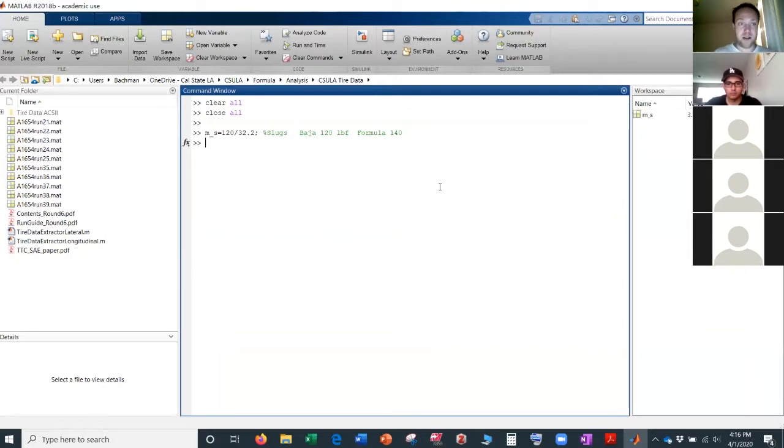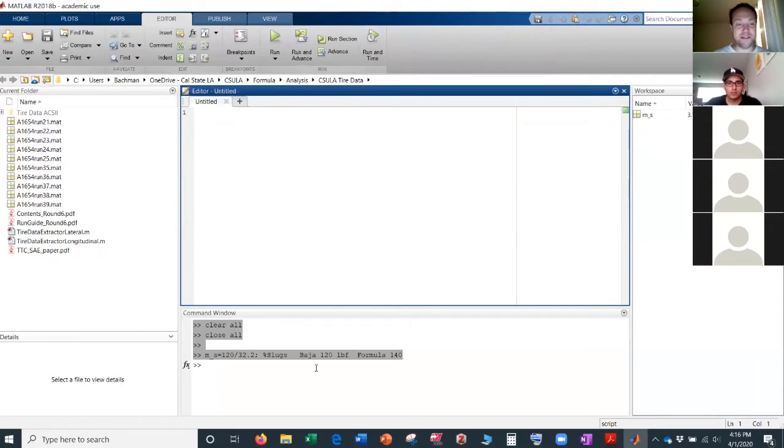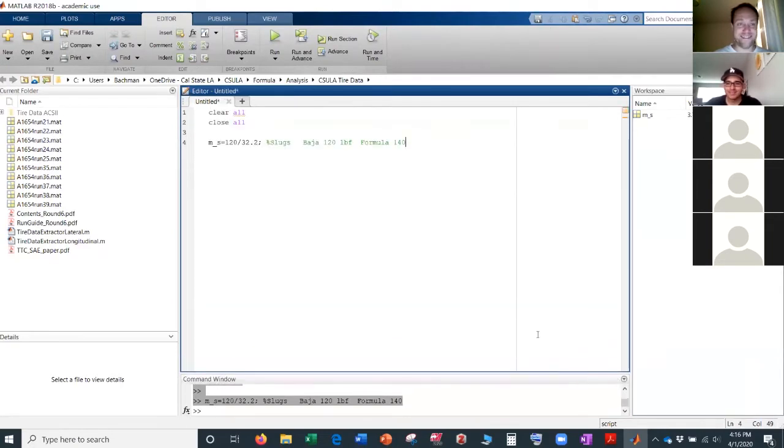Right? Oh, what am I doing? I'm not even in an editor. Such a noob. I'm in the command window. I thought you were doing that on purpose. No.